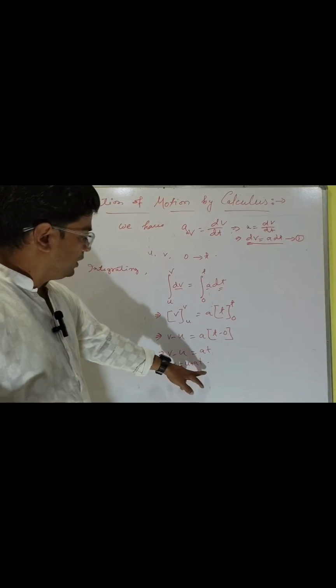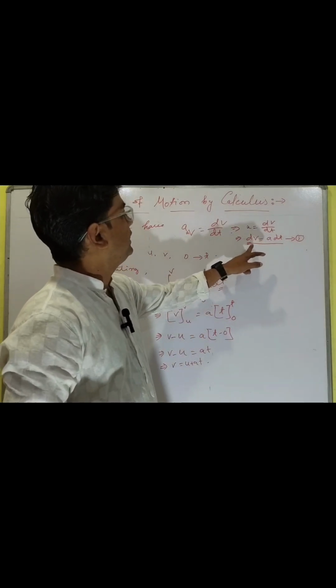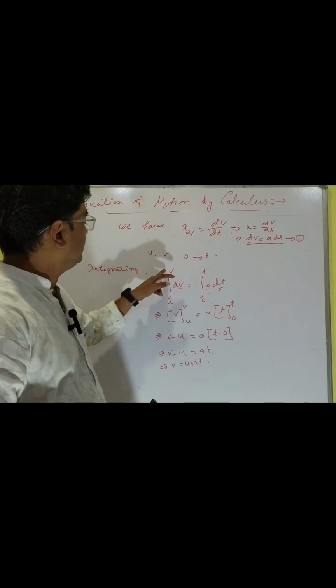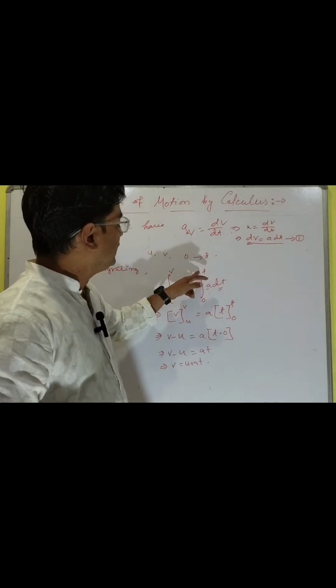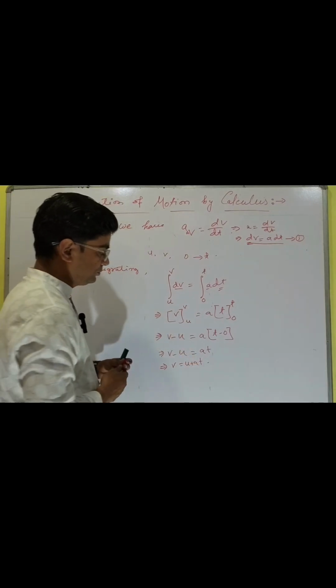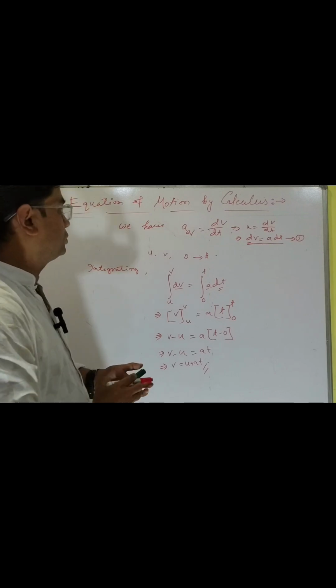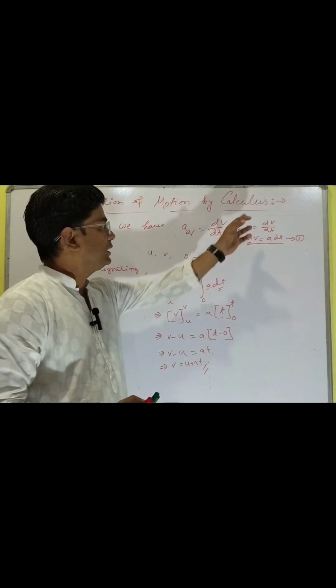I can find this equation by integrating dv is equal to a dt within the limits, velocity limits u to v and time interval 0 to t. Then I get v is equal to u plus at. This is the first equation of motion that I have established here using calculus.